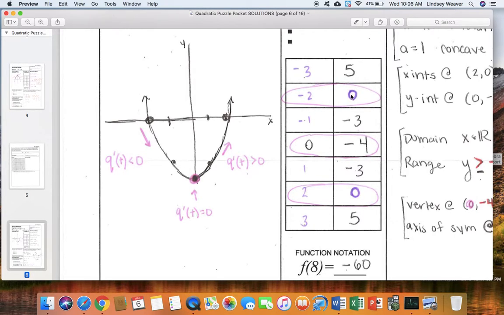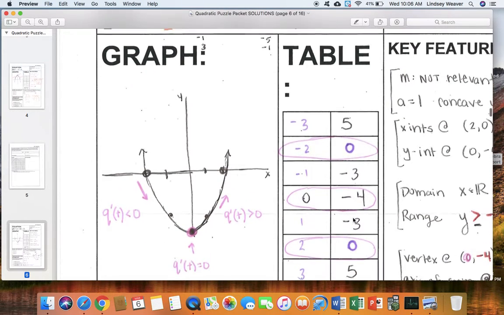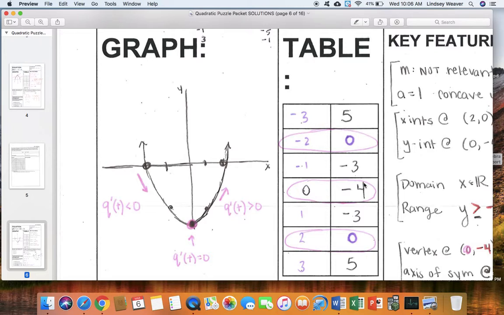And then I have to do a little work. I can put 0 here and 0 here, but I have to do a little work to get this y value. So I'm going to come up here and substitute 0 in for t, so I have 0 plus 2 and 0 minus 2. So I have +2 multiplied by -2, and that will give me -4, and that's my vertex. So now I could either use our shortcut of over 1, up 1, over 2, up 4, over 3, up 9, or I could do the math.